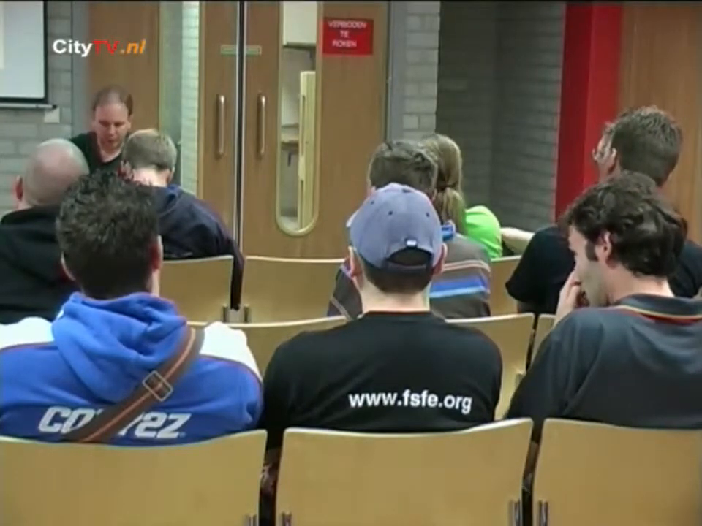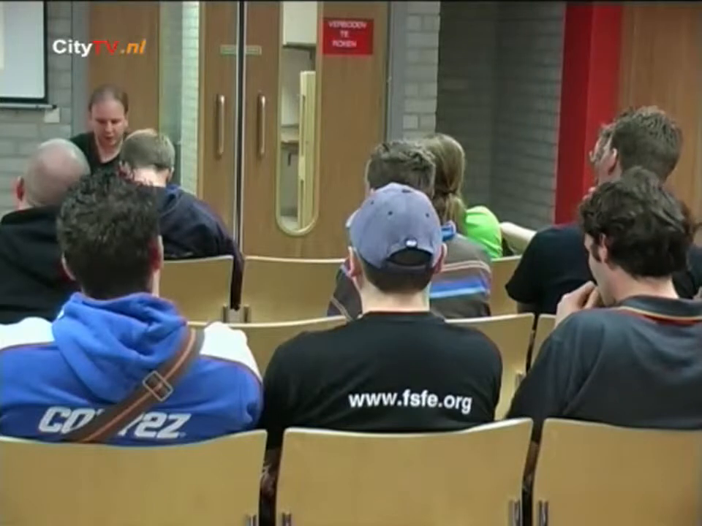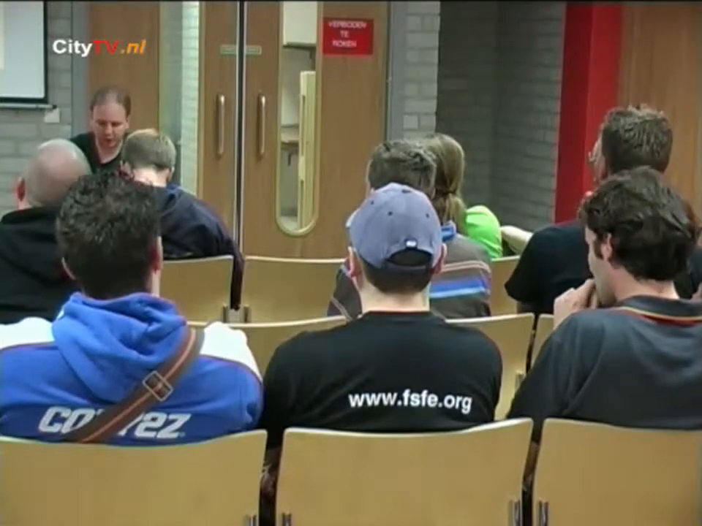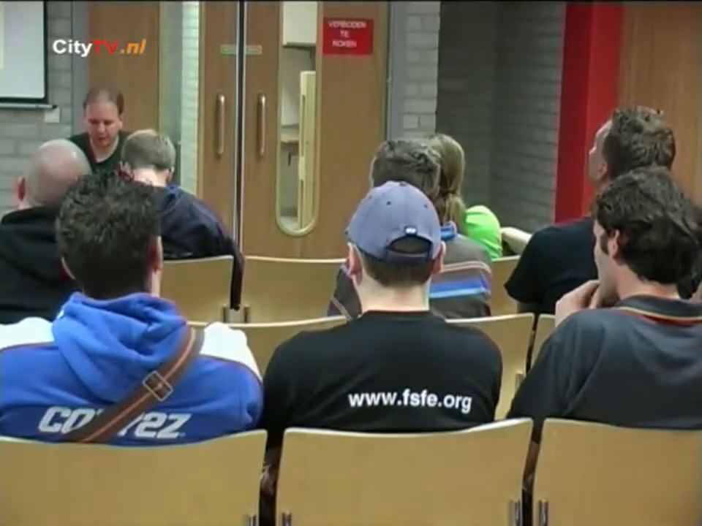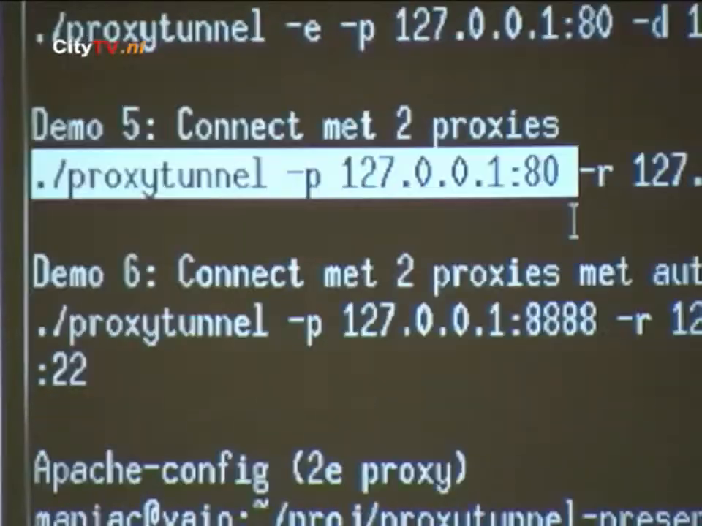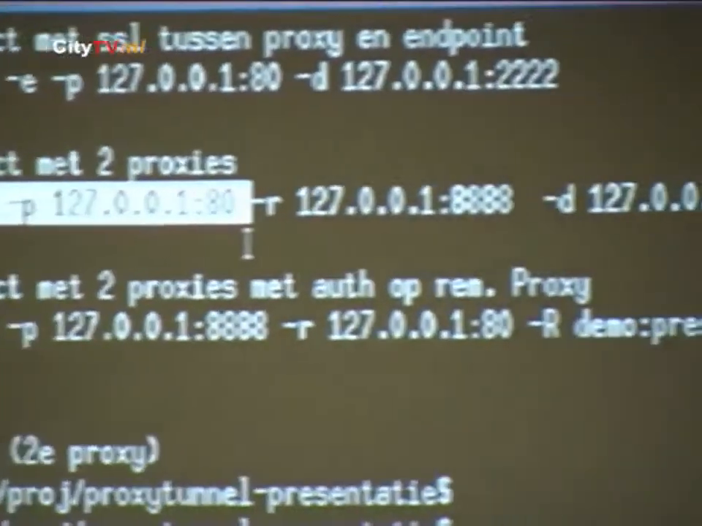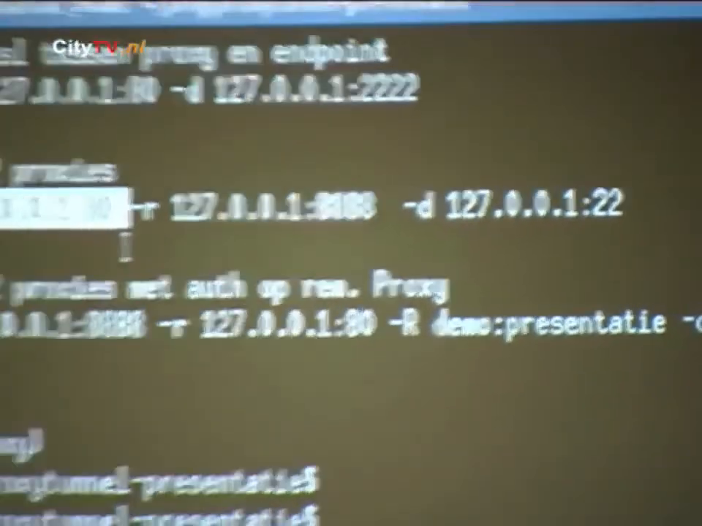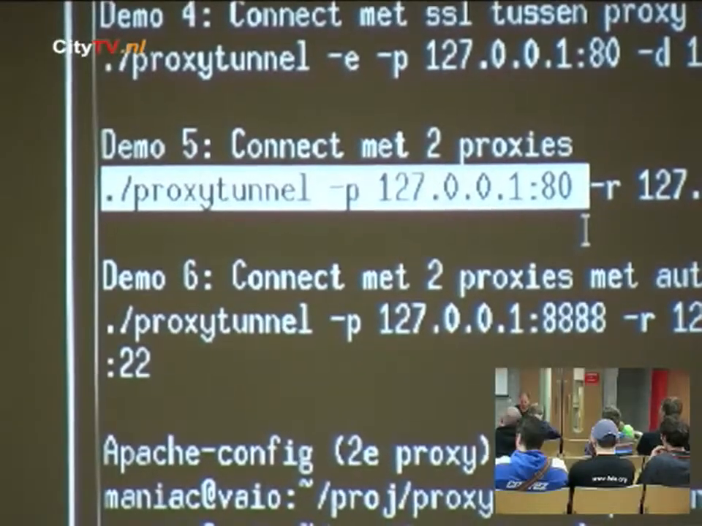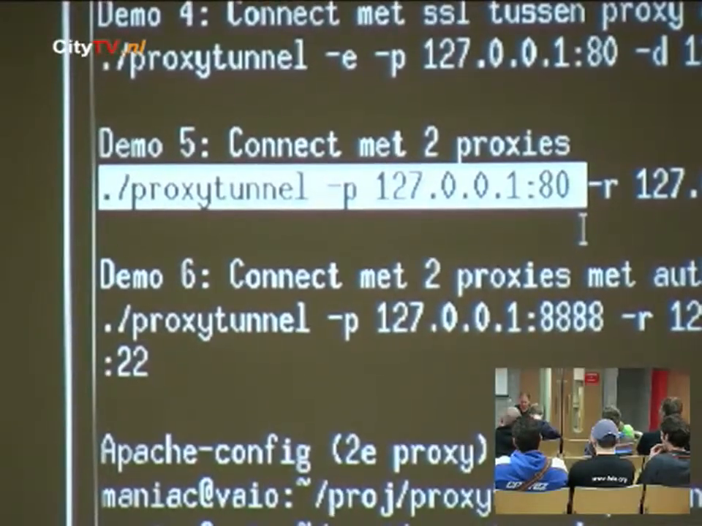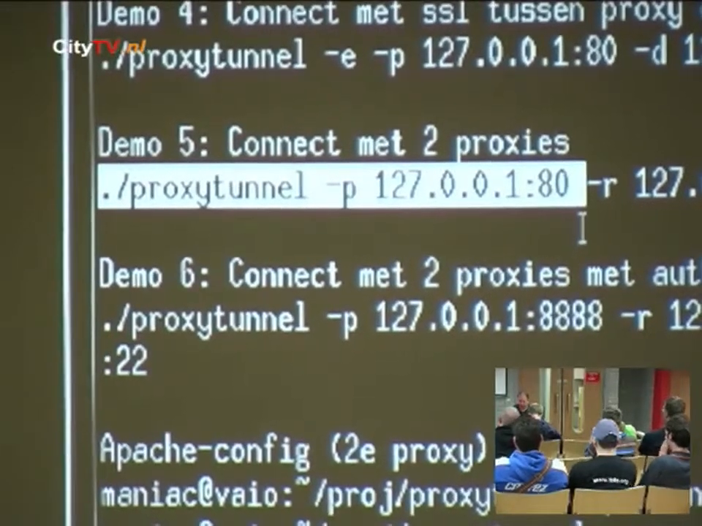Okay, one of the last demonstrations is the proxy bouncing. In this case, we'll be using a local proxy first. We also have a remote proxy, -R. In this case, I'll just be using the same proxy again, so we'll go to 2 Apaches and then to the endpoint. And I'll make it verbose just to be able to see what's happening.